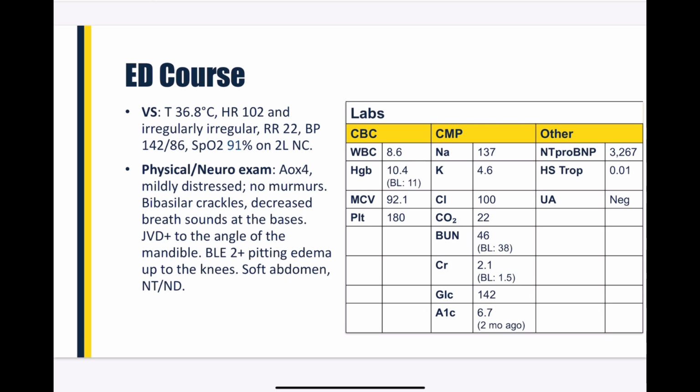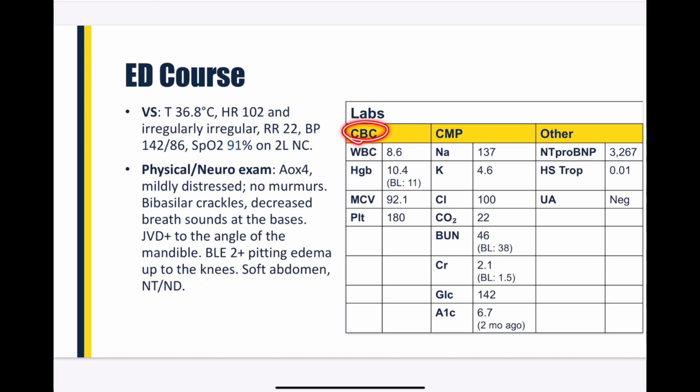On auscultation, no murmurs, but lung sounds were notable for bibasilar crackles with decreased breath sounds at the bases. And also, the jugular vein was distended to the angle of the mandible, and he had 2+ pitting edema bilaterally up to his knees. The abdominal exam was unremarkable.